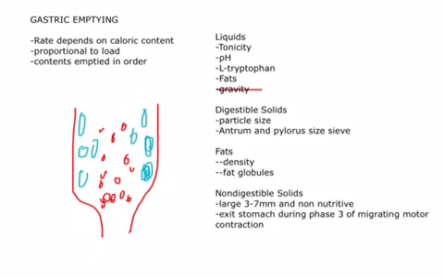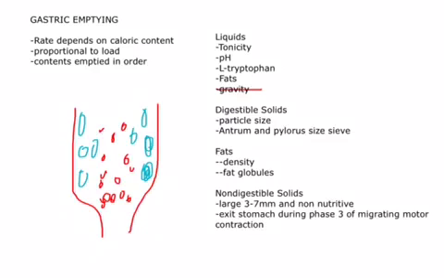Order of liquids, digestible solids, fats, and then non-digestible solids. And here I have written down the liquids, digestible solids, and fats, and what their timing depends on. So in liquids, the emptying time depends on tonicity. By tonicity, we mean that one isotonic to plasma will empty faster compared to sugary drinks, or maybe if you drink pickle juice, that's a really salty drink.